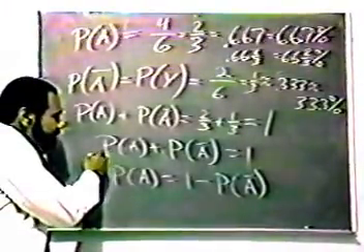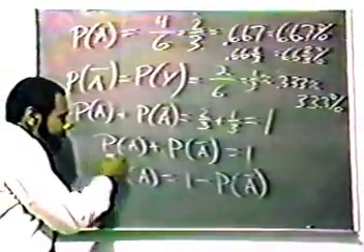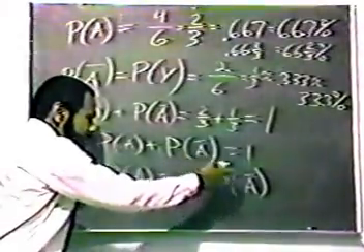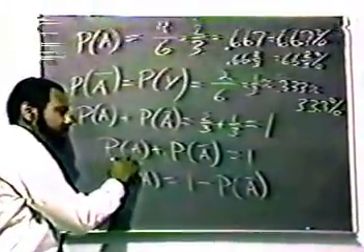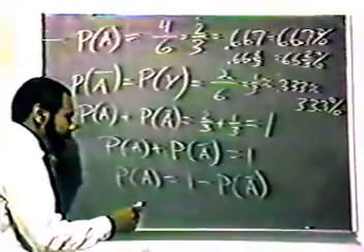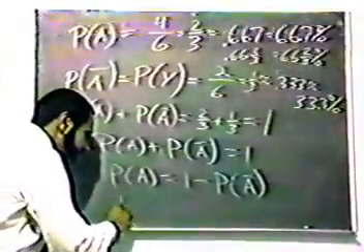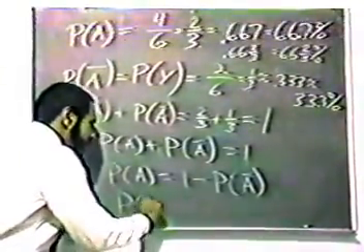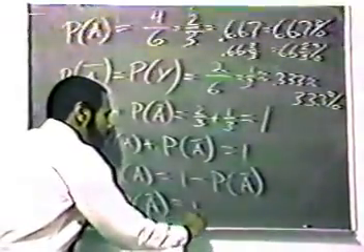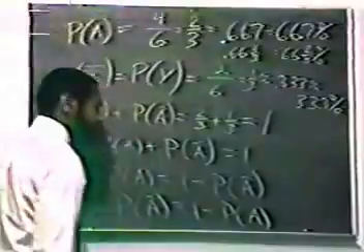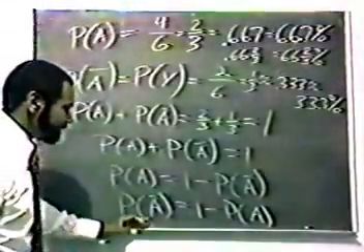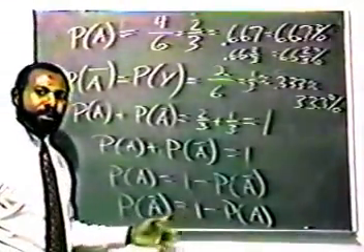Also, if we wanted to, instead of subtracting the probability of the complement of A from each side of the equation, we could have subtracted the probability of A from each side of the equation. In which case, that would give us the probability of the complement of A equals 1 minus the probability of A.